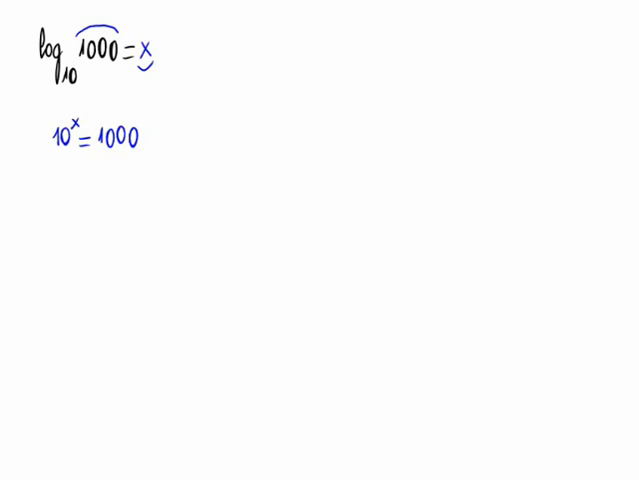Now, let's write these two values as powers of the base 10. 10 raised to x stays the same, so 10 raised to the power of x, and 1000 is 10 times 10 times 10, that is 10 cubed. So, now we have an equality between powers where the bases are the same, so the exponents will also be the same. X is equal to 3. And as x is the result of the logarithm, the result will be 3.